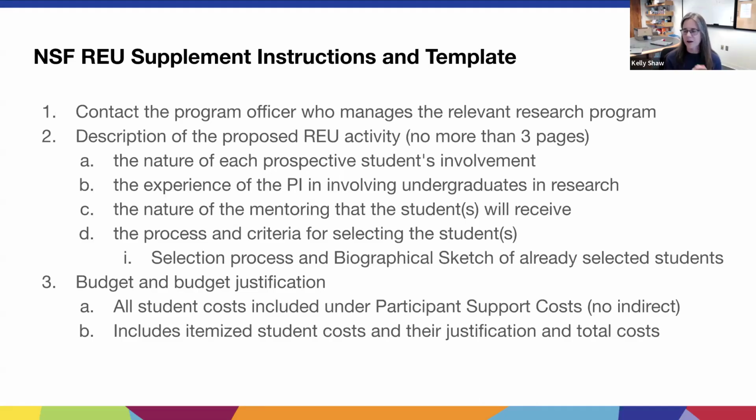In addition to that, you have to create a budget and a budget justification. All student costs need to be included under participant support costs. You cannot have indirect costs on REU supplements, so that's an important thing to realize. And then you also need to include a budget justification, which has itemized student costs, so stipend, travel, housing, and so forth, and then also total costs. And we have a template there for you to fill out.